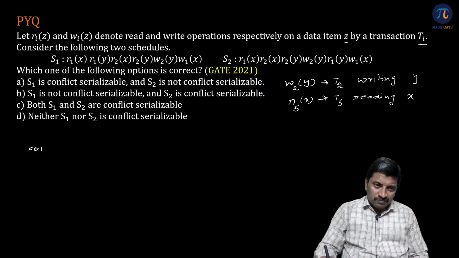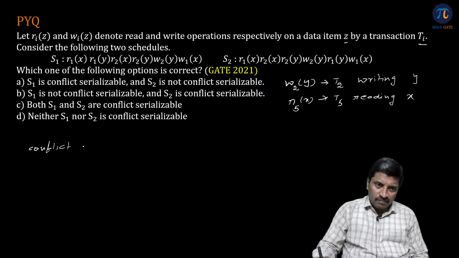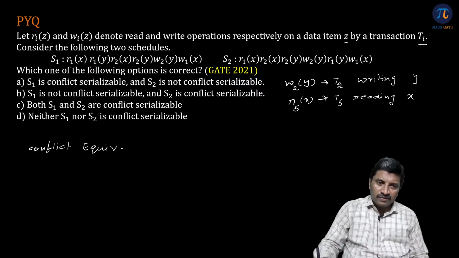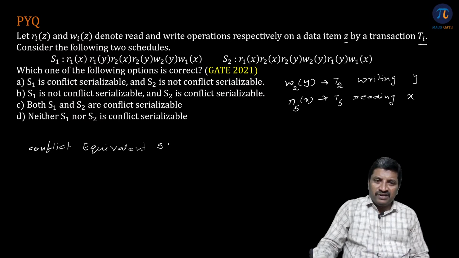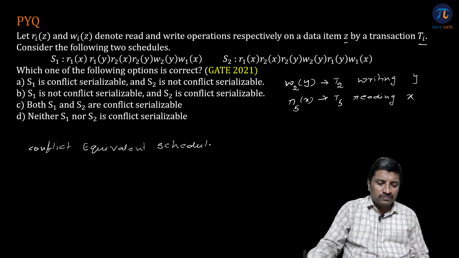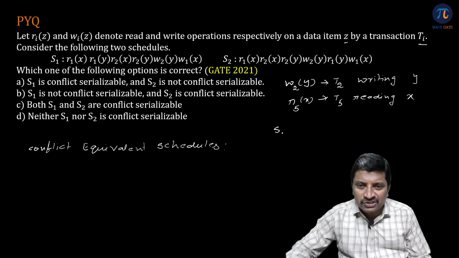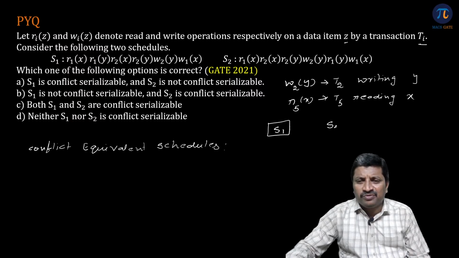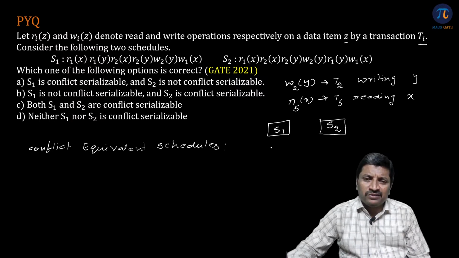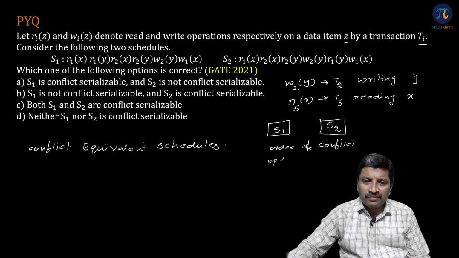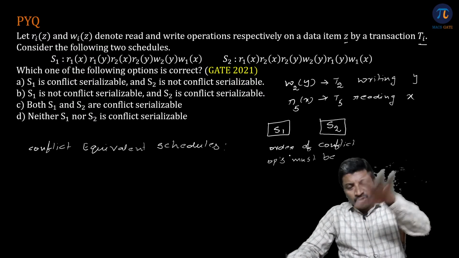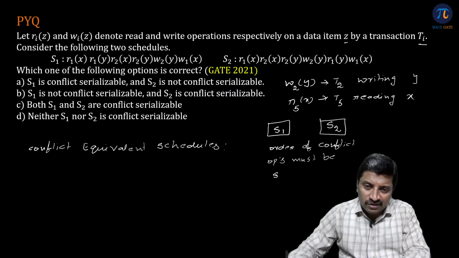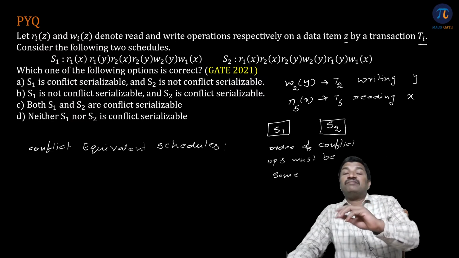Sir, first let me give the clarity. Conflict equivalent schedules. Conflict equivalent schedule means both may be serial or both may be non-serial or whatever it may be. We don't mind. Whatever the schedules, I don't mind. But the order must be same. Sir, what is the order, sir? Order of conflict operations must be same. So that is equivalence. When you are verifying equivalence, they will give both the schedules and we need to verify whether they are equivalent or not. So which is very easy. Just we need to verify whether the order is same or not.